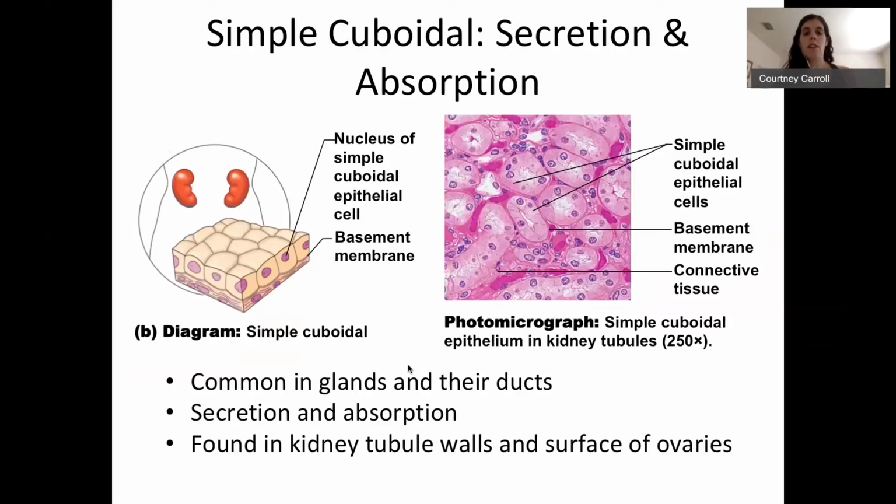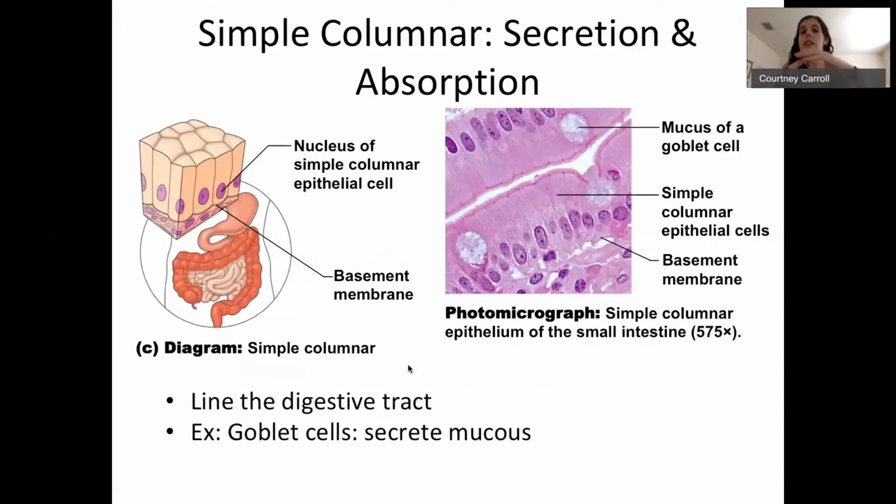These are also found in the kidney tubule walls because they need to absorb lots of things, the surface of our ovaries because of their role in hormone production as well. Simple columnar is in a similar boat to the cuboidal. So again, they've got a large volume that allows them to do a lot of things, to make a lot of stuff. So these line our digestive tract. A classic example here is the goblet cells in our digestive tract that secrete mucus to keep the tract moist.